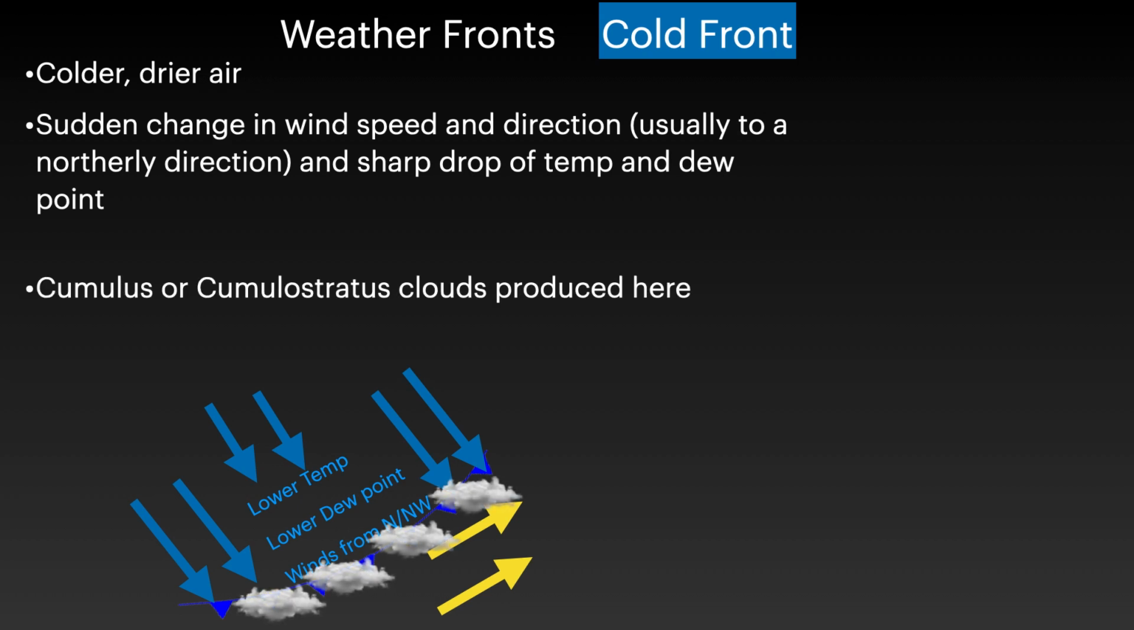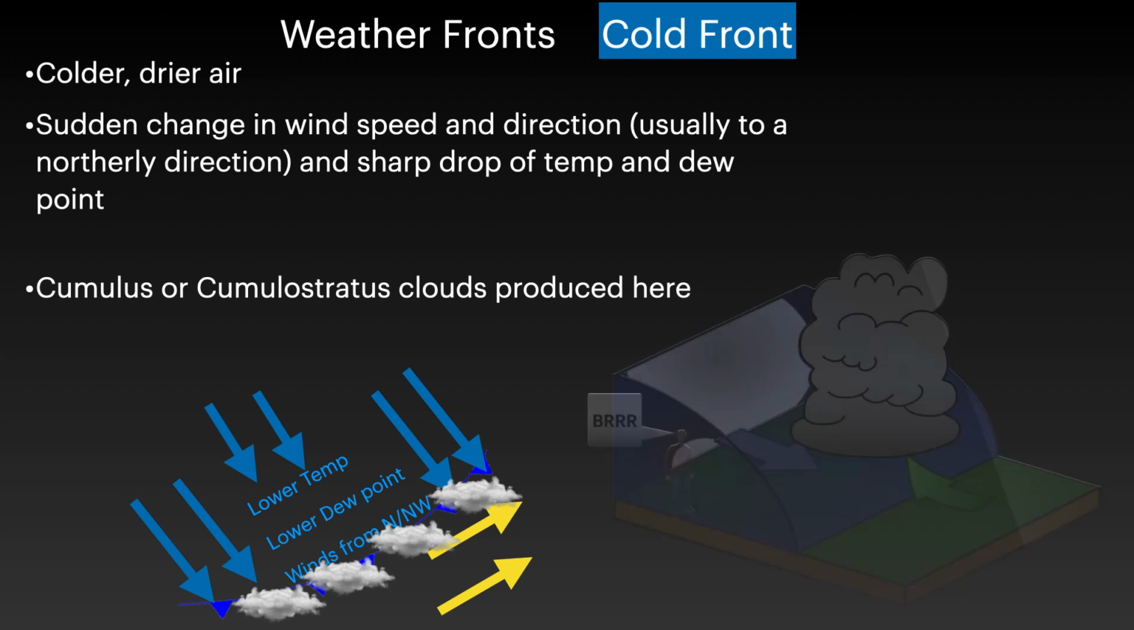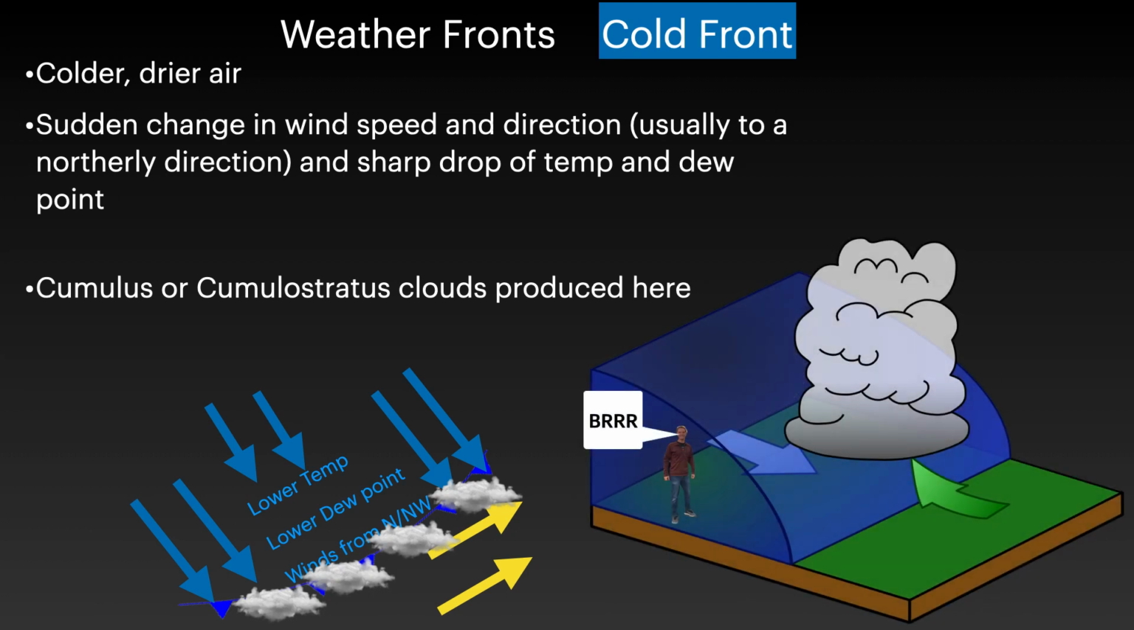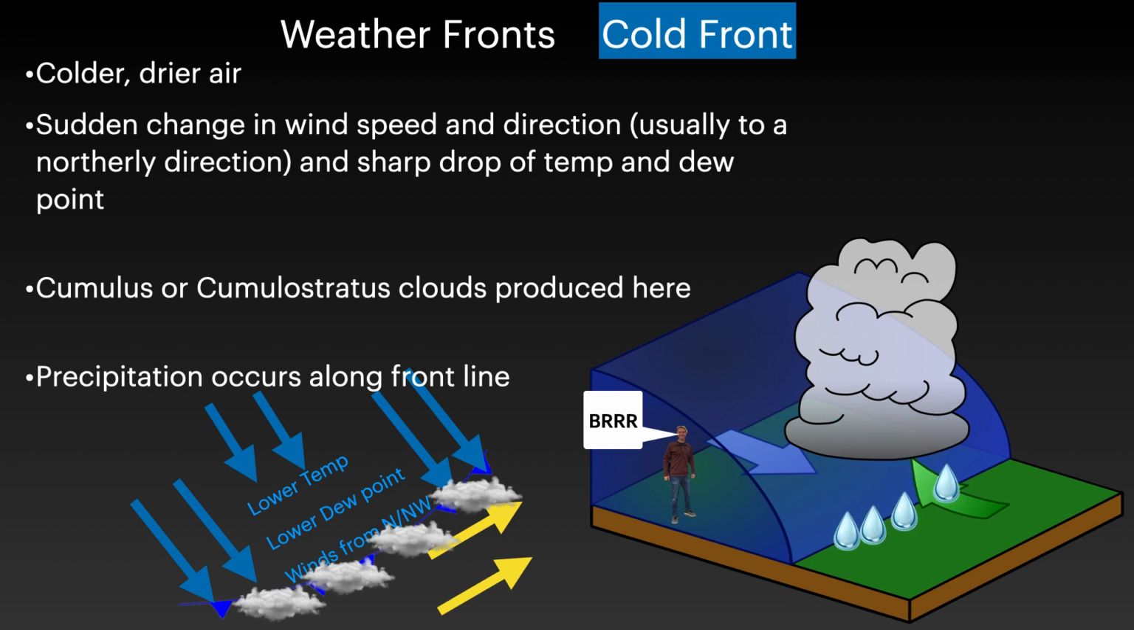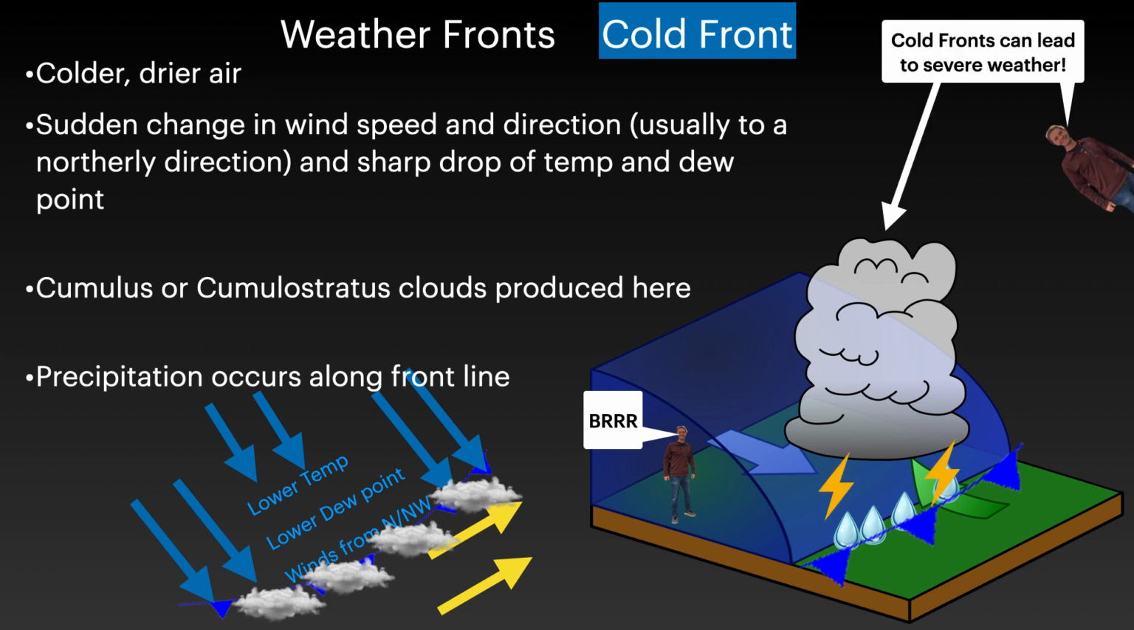At a cold front, I'm going to see cumulus or cumulostratus clouds right along the front. So I will notice that when that front is moving across the land, like we saw in the previous animation, my fronts are created at the boundary. This means that any precipitation that would occur would also happen along the boundary. So it would happen where the front meets the ground. Remember, a cold front is going to bring in colder air. You can also have severe weather that comes from cold fronts in the form of a line of thunderstorms.